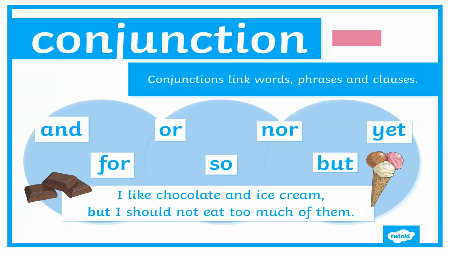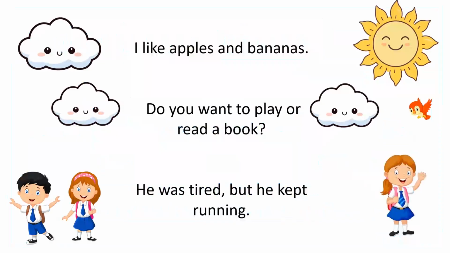Next is conjunction. Conjunctions are represented by pink rectangles. Conjunctions link words, phrases, and clauses. Here are some examples: and, for, or, so, nor, but, and yet. Here we have examples of sentences that contain conjunctions.